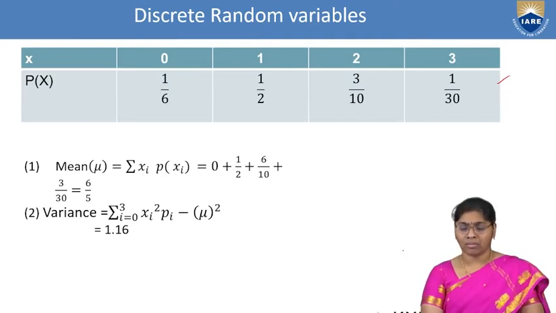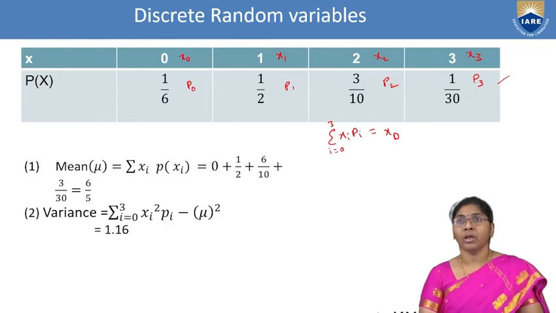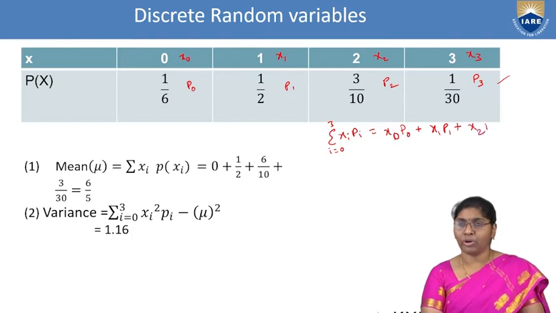What is the mean formula? Summation of xi into pi. Here xi means i equal to 0 to 3. We are considering x0 onwards. This is x0, x1, x2, x3, and this is p0, p1, p2, and finally p3. Total, how many are there? 4. Now, 4 random variables, that's why you get 4 only. So x0 into p0 plus x1 into p1 plus x2 into p2 plus x3 into p3.